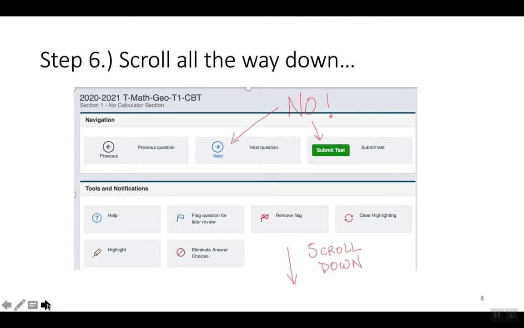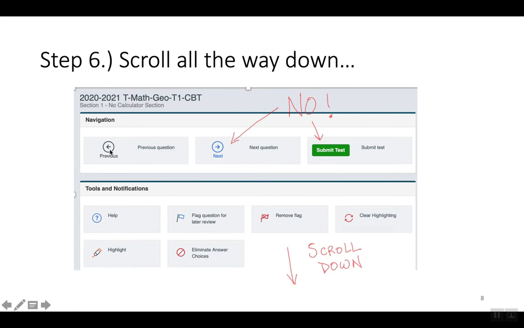Once you click on the test, you're going to get this screen. Now, usually when students get on this screen, they start clicking here or they start clicking here and nothing happens, and then they call me to ask me what's wrong. Okay, that's why I put a big no here. Don't click on this stuff. Actually, if you click on it, nothing happens because it's just there. It's just telling you how to navigate through the test.